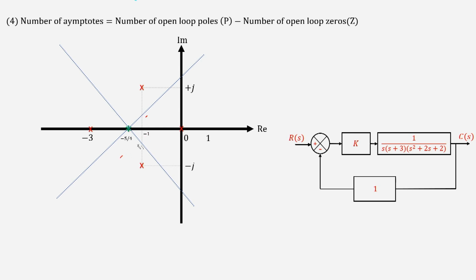So, now you should understand what it means. This means that one branch will come from this side, and at some point, which is the breakaway point, they will break away. Either they will go this side, or they will go this side, but they have to be parallel to these lines. They have to go to infinity parallel to these lines.